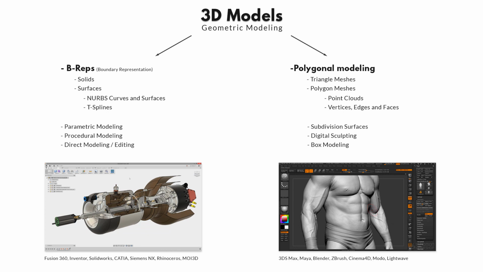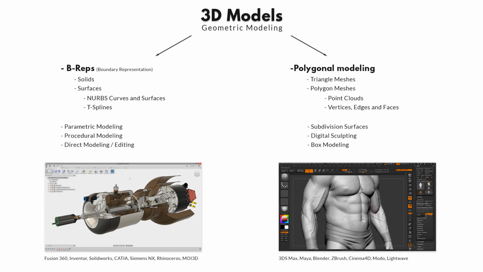When you look at the right side of this chart, we have polygonal modeling that deals with triangle meshes and polygon meshes. They sometimes start with point clouds that you receive from 3D scanning. We have vertices here that are connected with edges and then turned into faces, and these faces are then turned into surfaces and complex models. And some procedures or approaches here are subdivision surface modeling, digital sculpting, or the traditional classic box modeling. Popular software packages are 3ds Max, Maya, Blender, ZBrush, Cinema 4D, Modo, and Lightwave.